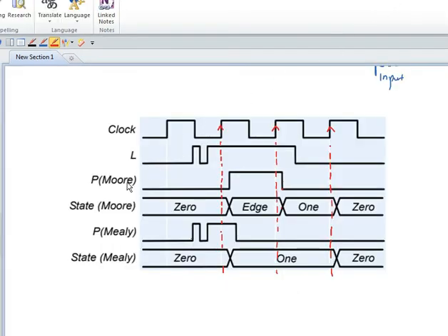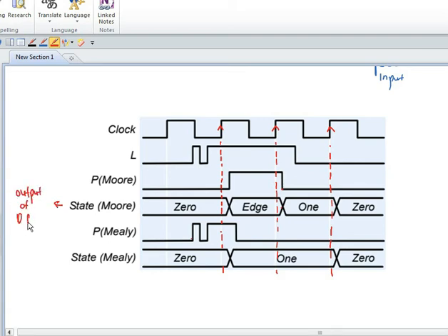Let's try to see the difference between the timing diagram for Moore machine and Mealy machine. Remember, the states are represented by the output of D flip-flops. When you're at 0, your D flip-flop is 0 0. When you're at edge, D flip-flop is 0 1. When you're at 1, the D flip-flop is 1 1 and then goes back to 0 0. In the Mealy machine, state 1 is represented by 1, then 0. You only need 1 flip-flop, right?